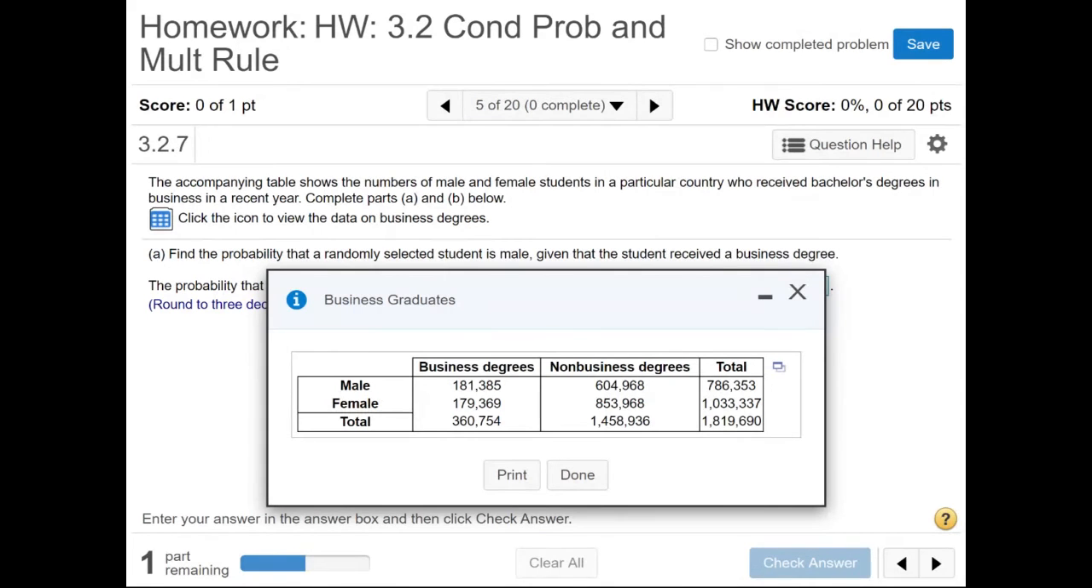So I'm going to write a few things on here. I can see that my total number is 1,819,690. And I'm going to write the A part on this. It says find the probability that a randomly selected student is male. So I'm going to put an M for male. Given, so that's that bar, the student received a business degree.